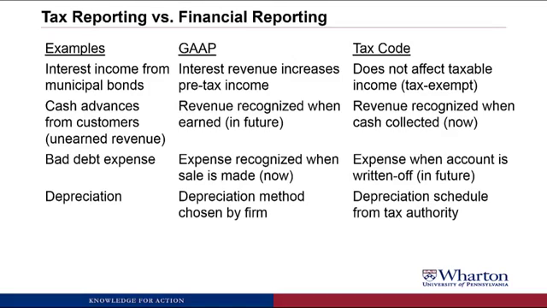And then finally, depreciation. As we've seen, companies can choose their own method of depreciation. They could do straight line or accelerated, although they almost all do straight line. But then they can choose salvage value, they can choose useful life. But for the tax code, the depreciation schedule is pretty much dictated by the tax authority. So we end up with different depreciation numbers on the financial statements and on the tax return.